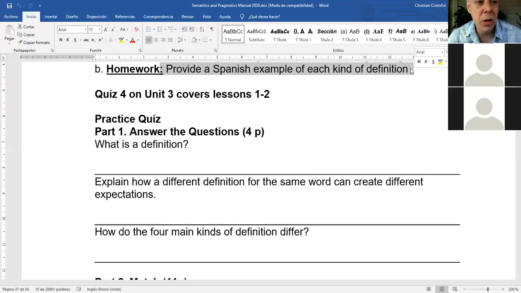Okay. And the stipulative one, what can we say? When I say dog, I refer specifically to a poodle. You know what a poodle is? A poodle is a type of dog that is white and is full of curly hair. Okay.